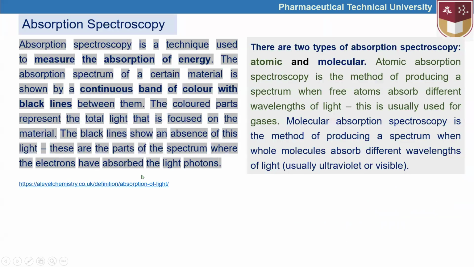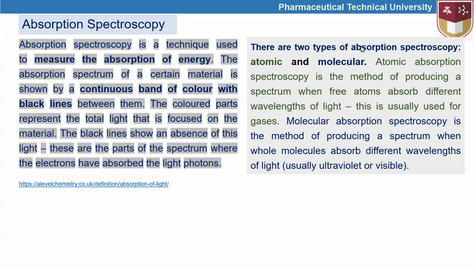spectra. And this is about absorption spectroscopy. Absorption spectroscopy is a technique used to measure the absorption of energy. The absorption spectrum of a certain material is shown by a continuous band of color with black lines between them. The colored parts represent the total light that is focused on the material. The black lines show an absence of this light. These are the parts of the spectrum where the electrons have absorbed the light photons.